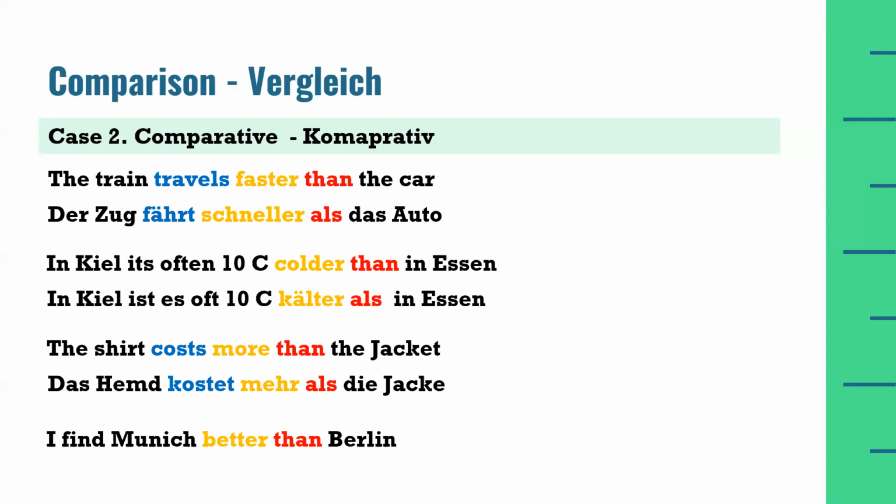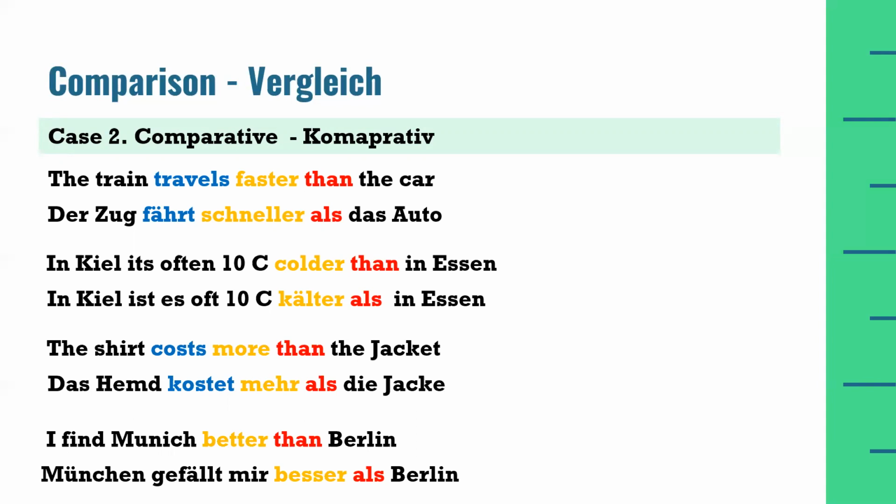I find Munich better than Berlin. München gefällt mir besser als Berlin. München comes at first position. At second position, we have used the verb gefallen, and if we conjugate it with respect to München, it becomes gefällt. And because gefallen is a dative verb, therefore we have used mir.